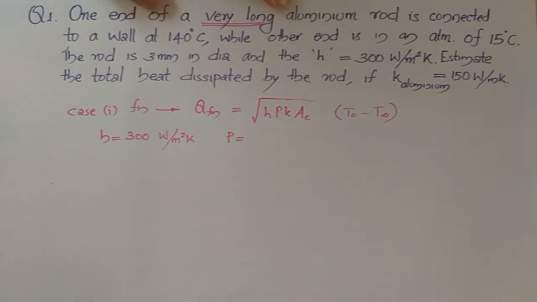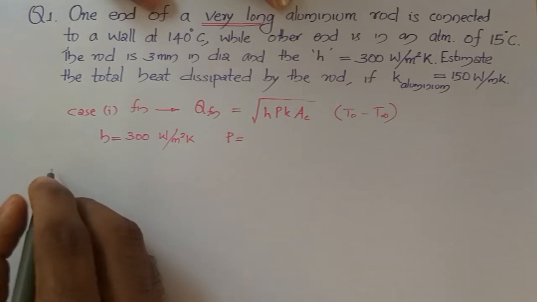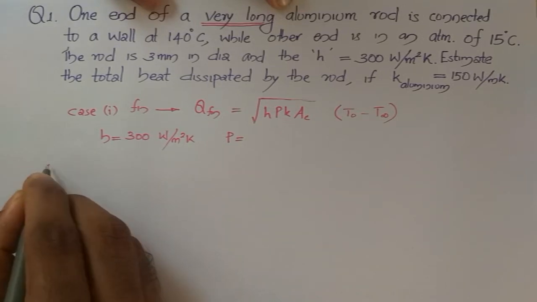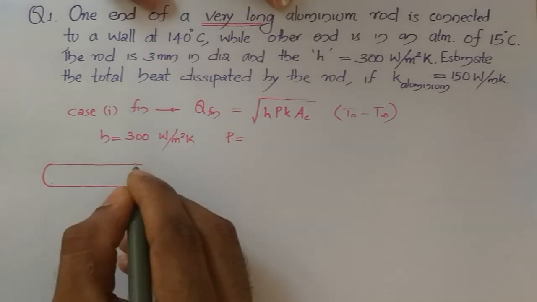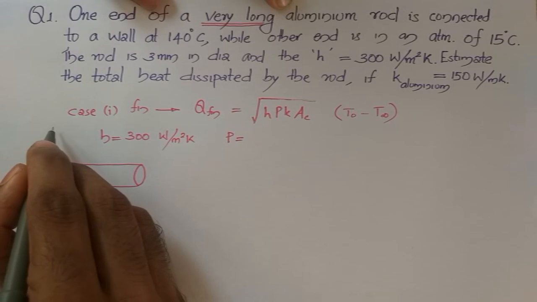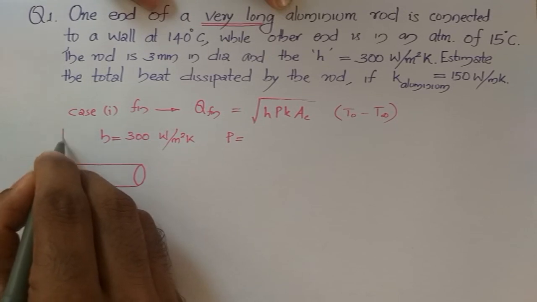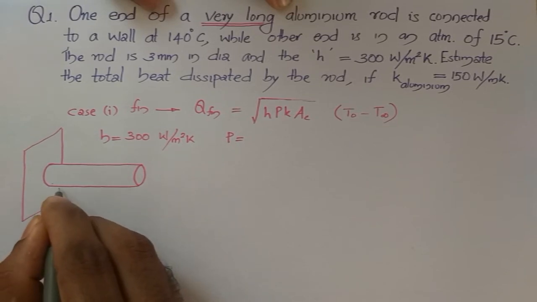So first you have to understand the shape of the fin. Here we are having a rod which is 3 mm in diameter. The rod is the fin here, means you are having a circular or pin fin. So this is the fin shape which is having some length, and this is extending from the surface, which is known as the base.